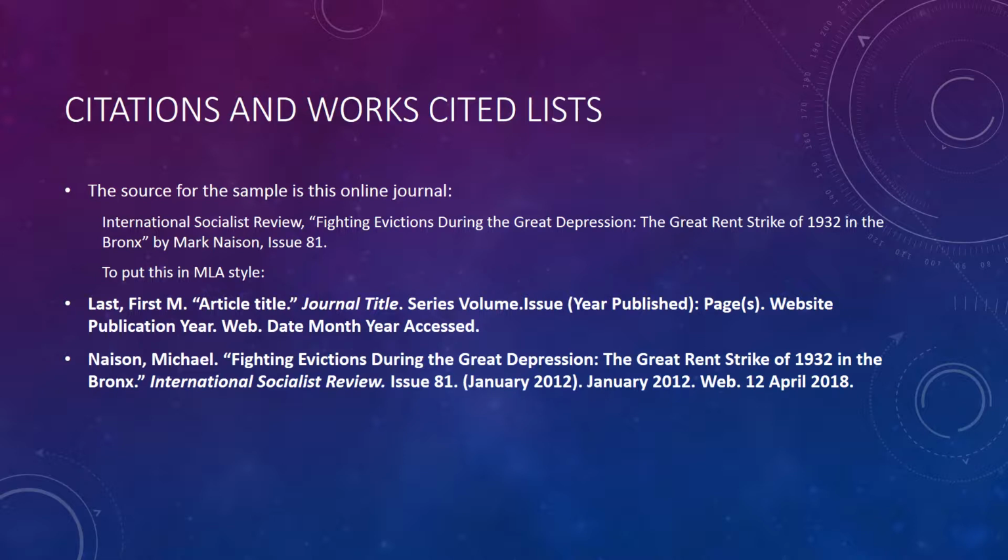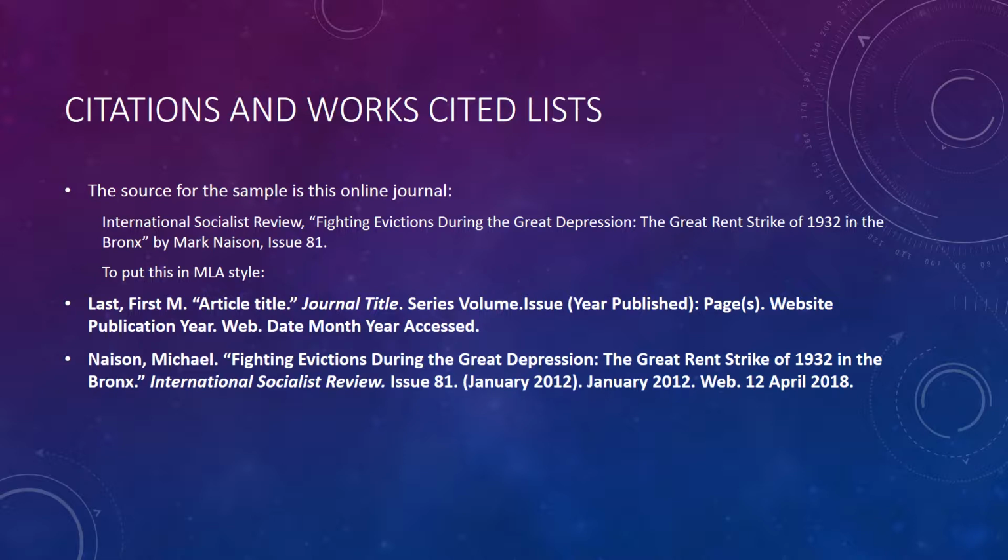The article title goes in quotation marks, and the period goes inside the quotation marks. So quotation mark, article title, period, quotation mark. The journal title is written in this fancy slanty writing called italics. You need to select that in your word processor in order to write that type. All titles of books, titles of newspapers, titles of journals will go in italics like this slanted writing.